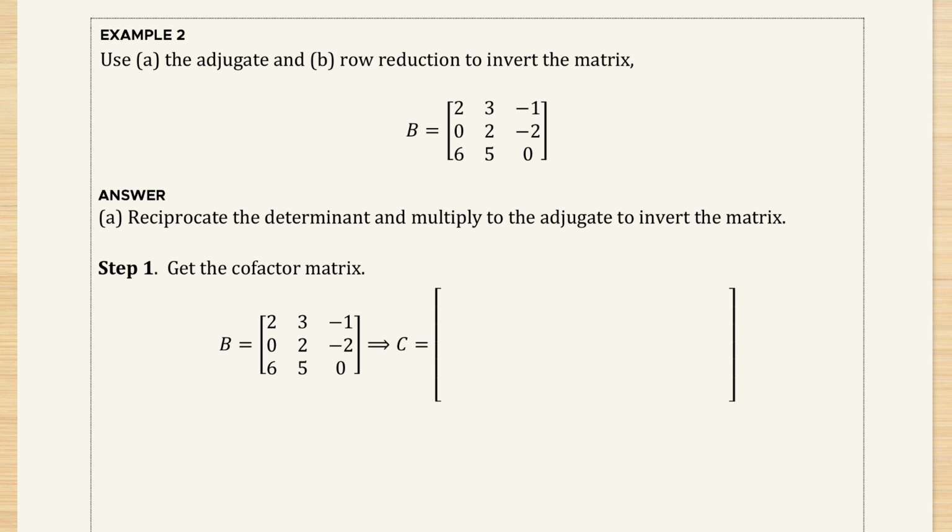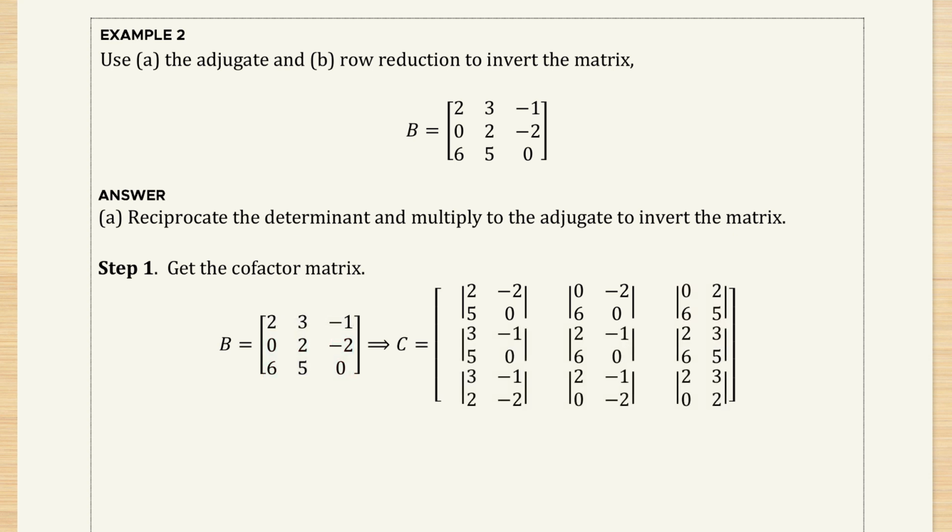In the cofactor matrix C, each element is going to be a determinant that we get when we cross off a row or column of matrix B. Starting at the 2, we cross off the row and column that has the 2, and then get the determinant of what's left. 2, minus 2, 5 and 0. For 3, we do something similar, cross off the row and column that has the 3, and then get the determinant of what's left. 0, negative 2, 6, 0, and so on for all the elements of matrix B. And then apply the plus and minus signs in an alternating pattern.